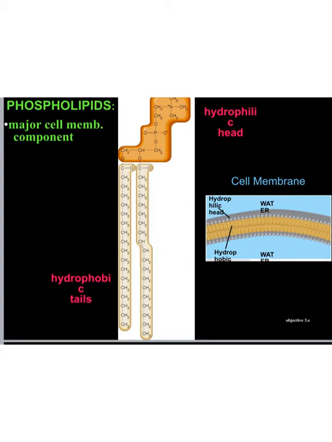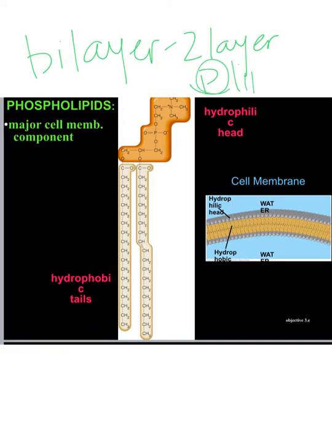The other type of lipid that I want to talk about are the phospholipids. These are the major components of cell membranes. So this is what makes up your cell membranes, they are entirely made of a phospholipid bilayer. So when we talk about cell membranes, we are talking about something called a bilayer, which is 2 layers of these phospholipids. We'll talk about why that is in a second.